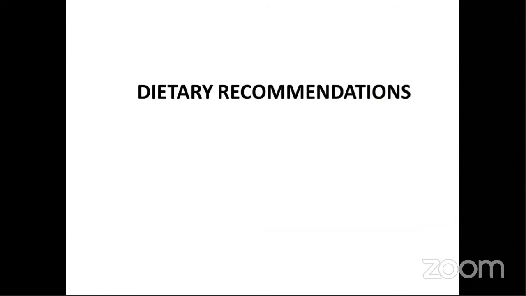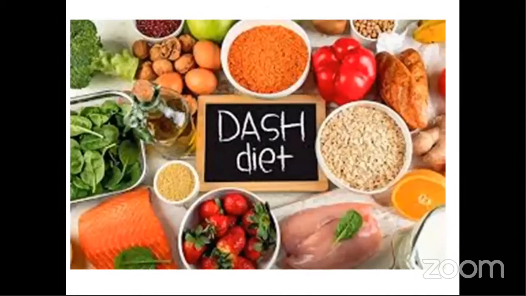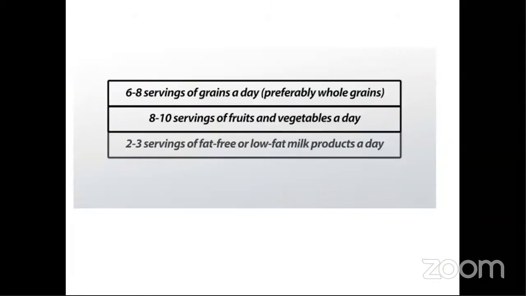So the dietary recommendation is the DASH diet. Dietary approaches to stop hypertension. And what does this entail? You are to include 6 to 8 servings of grains. So this is whole grains, cereals. Increase your intake of grains, they are high in fiber. Then we look at 8 to 10 servings of fruits and vegetables and 2 to 3 servings of fat-free or low-fat milk, and that gives you your protein as well as your calcium.